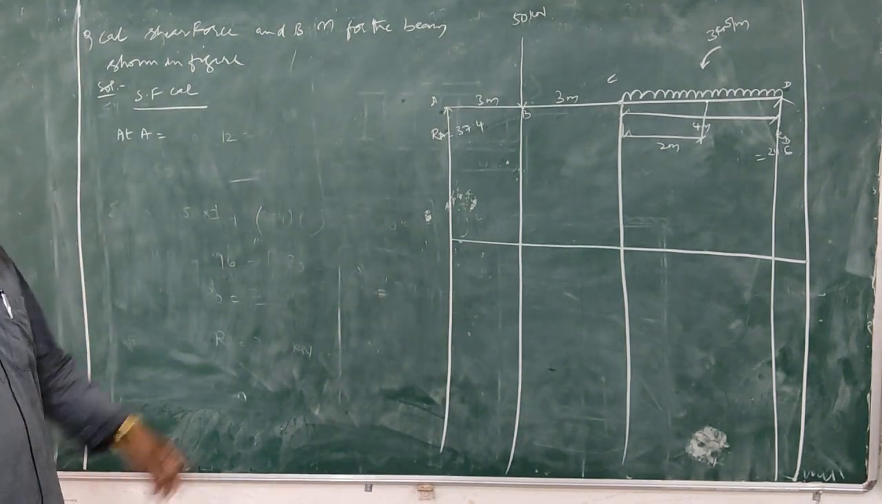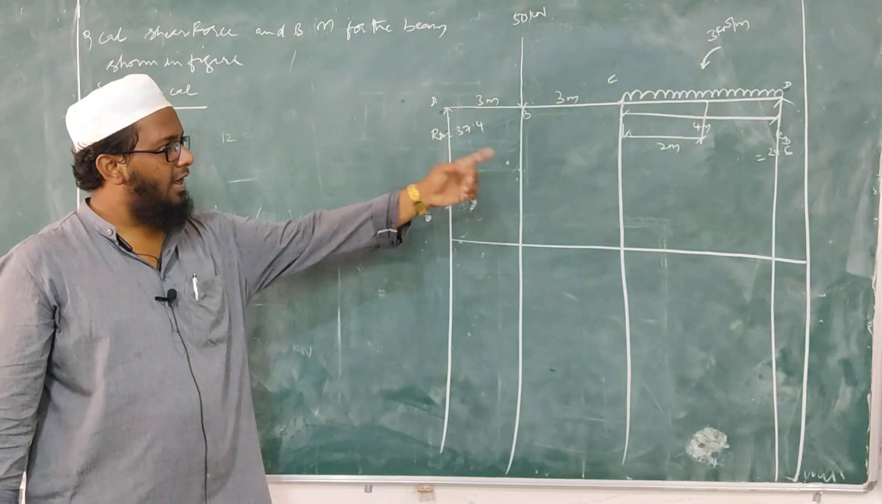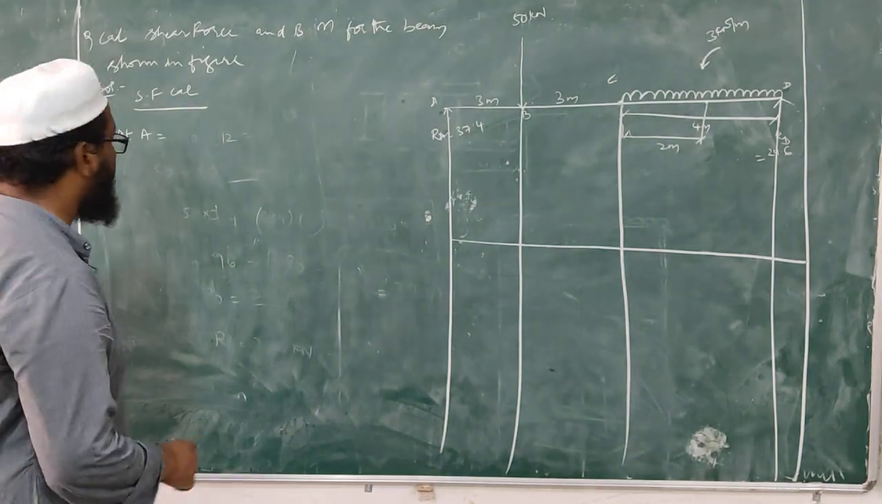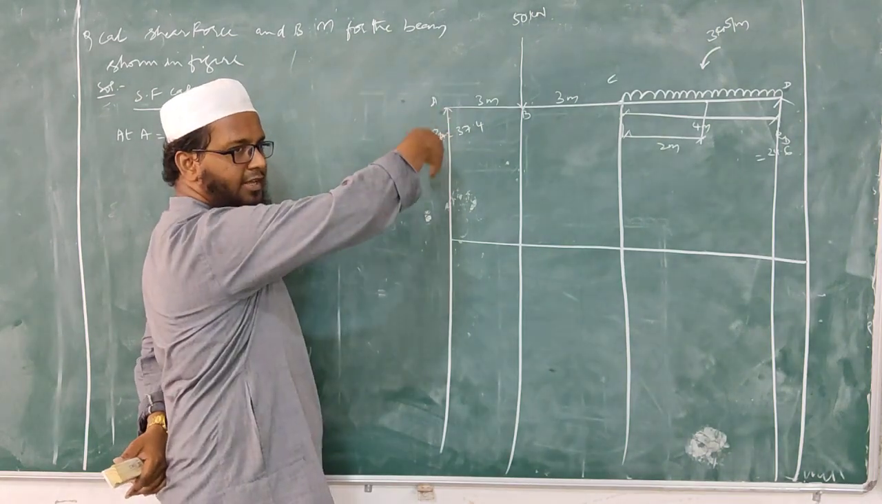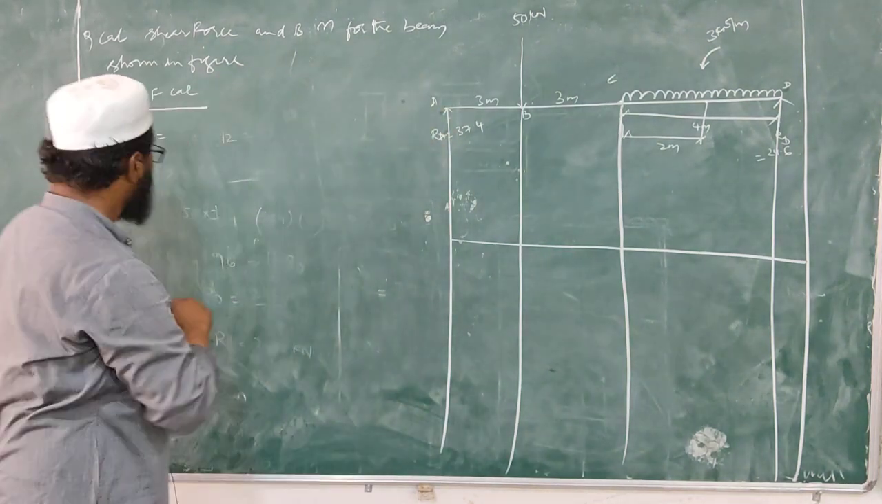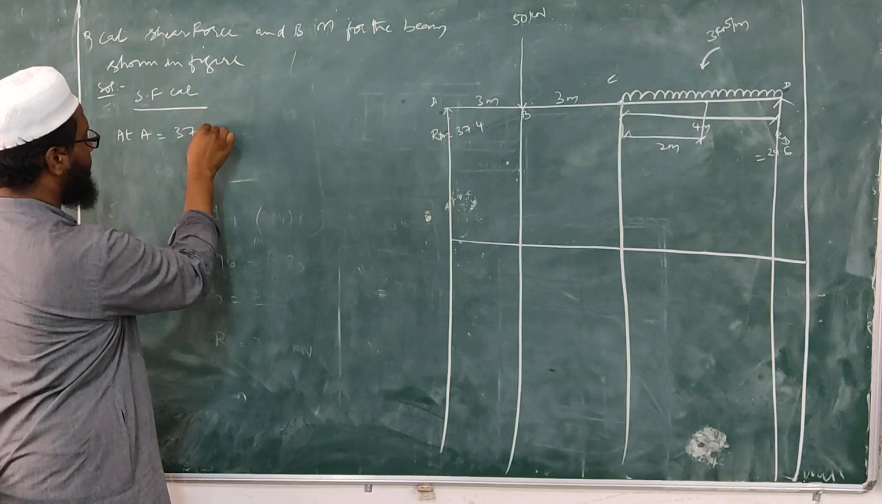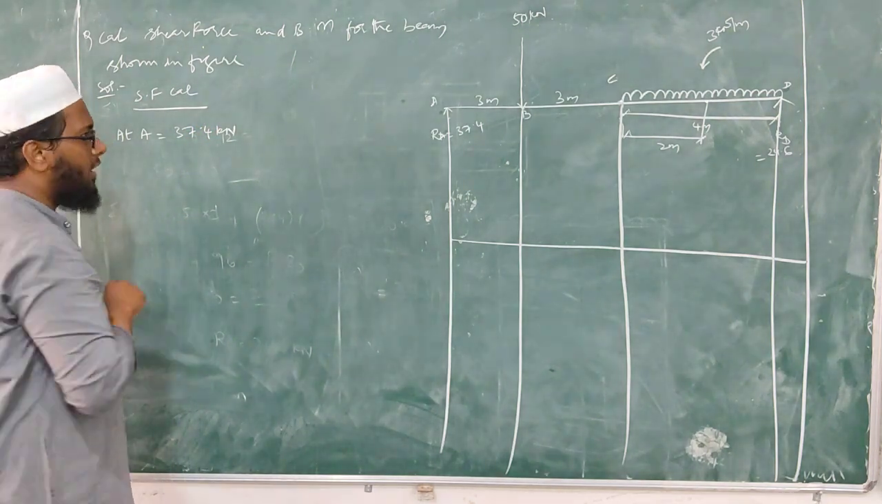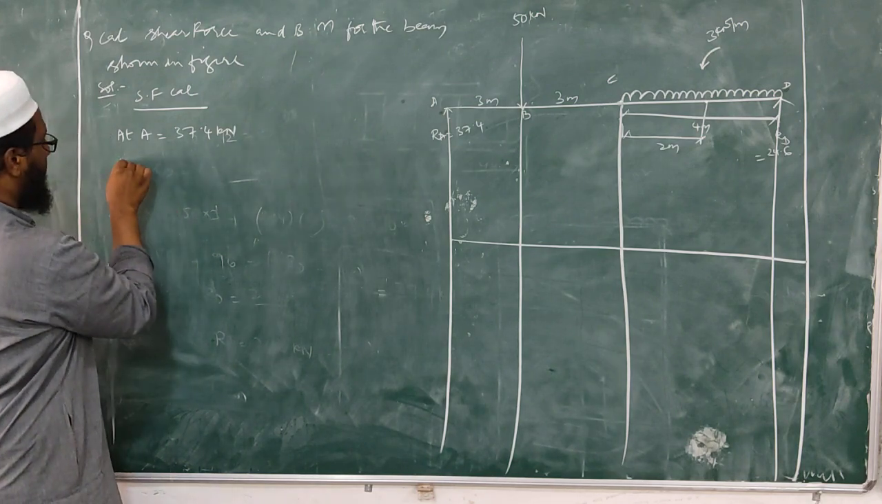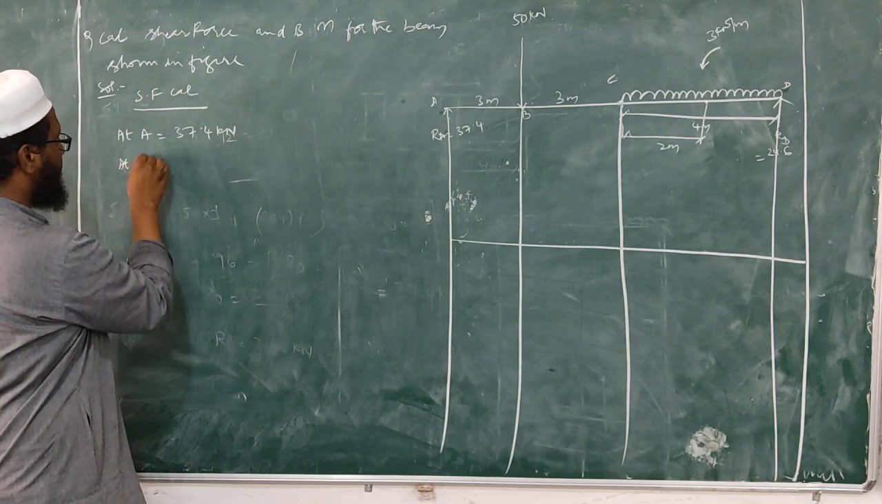Okay. So we have the values of RA and RD there. So what is the shear force at A? What is the force acting at A? It is going in upward direction. So directly 37.4 kilonewton.